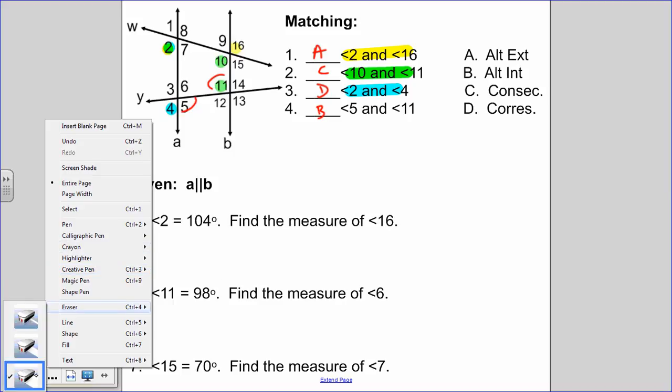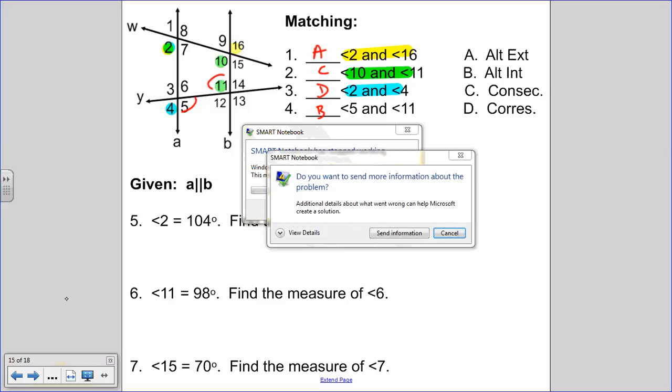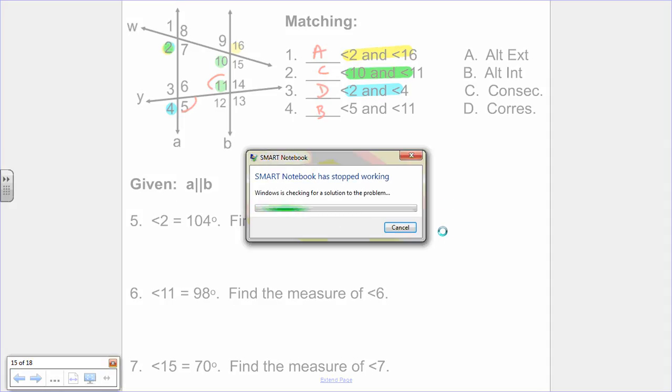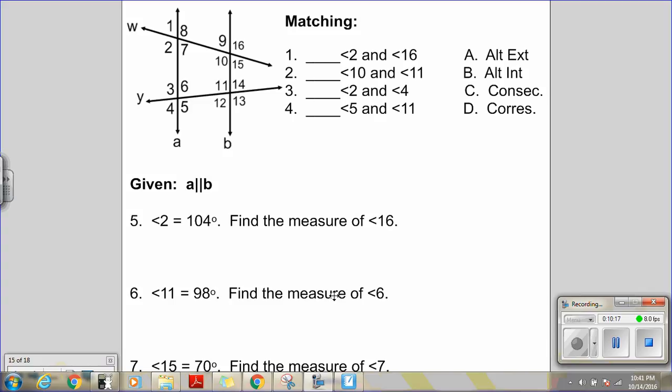Now I'm going to erase my pick highlights because I need to, again, use the same picture. Oh my goodness, why are you doing this to me right now? I apologize. I don't know what's going on with my computer right now. Let's continue.